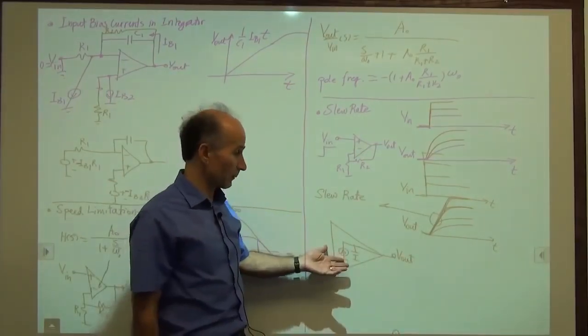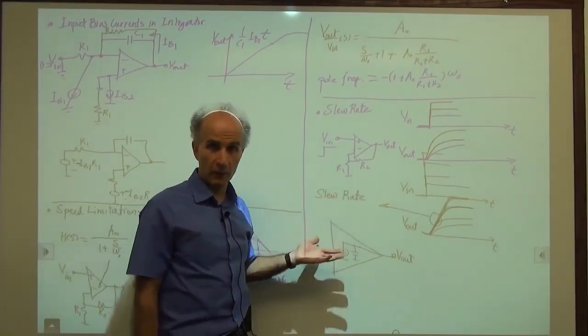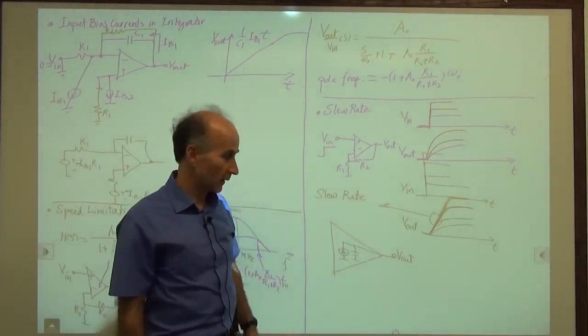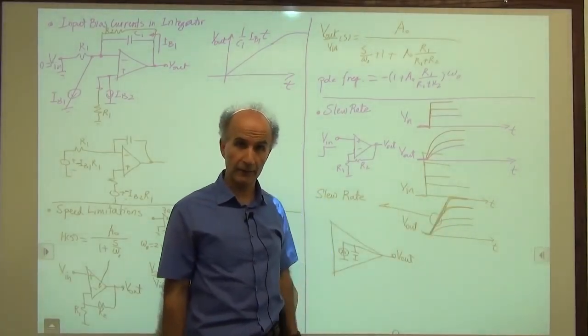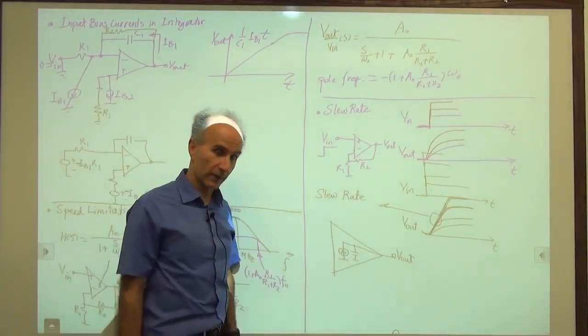So for every op-amp that we buy, we have a certain slew rate. And for the 741, I don't remember, it's like 1 volt per microsecond or something, meaning that this change cannot be faster than 1 volt per microsecond. And for different op-amps, we get different types of slew rates.